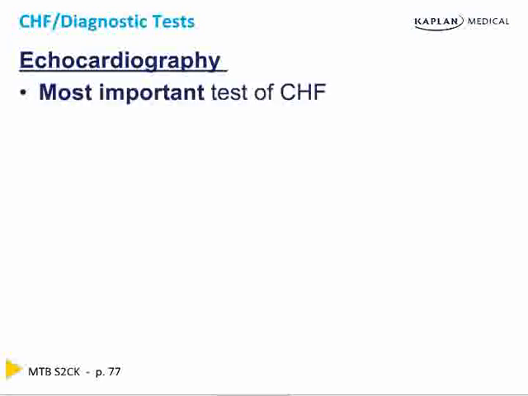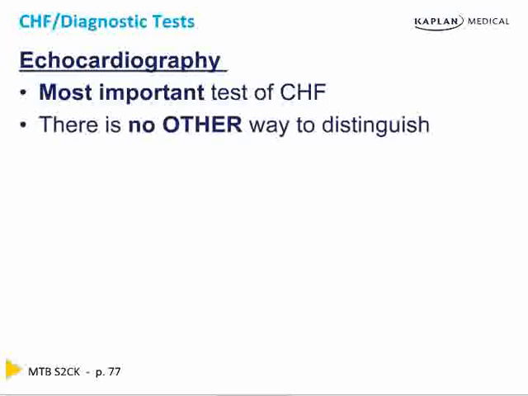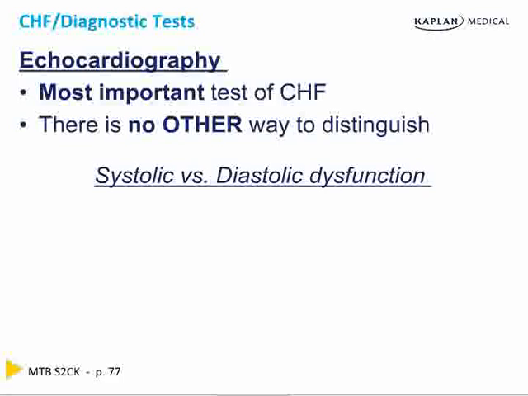The key to the diagnosis of all forms of congestive heart failure is the echocardiogram. It is clearly the most important test in congestive heart failure. Now, it's not necessarily the single most accurate test for ejection fraction, but it is what we use 99.9% of the time. Transthoracic echo is first. There is simply no other way to distinguish systolic versus diastolic dysfunction without the echo. Simply no way to distinguish them without the echo.